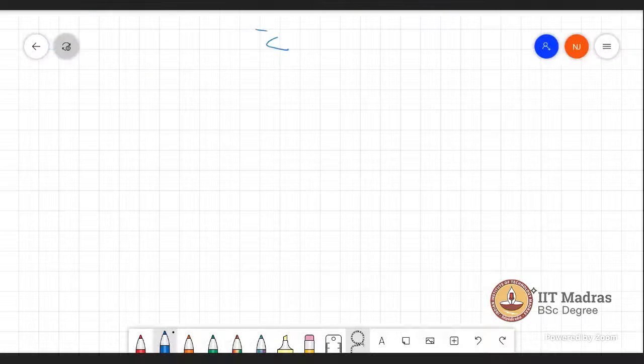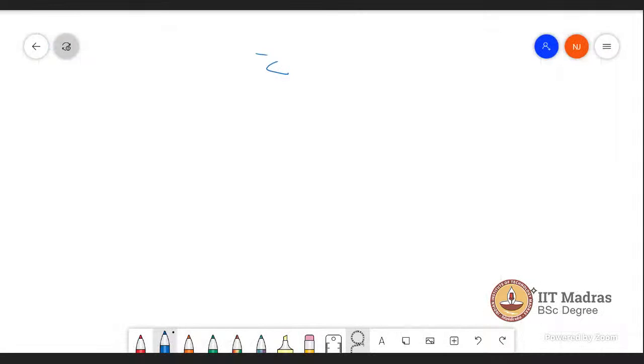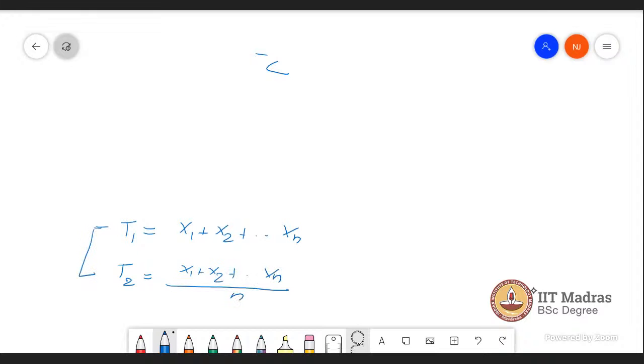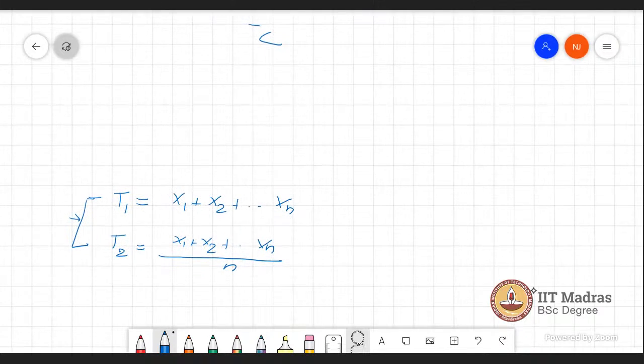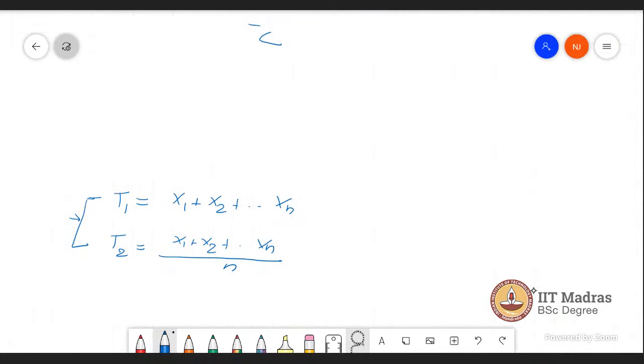Let me share first. Let's say your test statistic is T. I'm defining T1 as x1 plus x2 plus up to xn. This is one way, and the second way, T2, I'm defining as x1 plus x2 plus up to xn divided by n. These are your two different test statistics. Now I'm saying that these x_i's are coming from Bernoulli P.